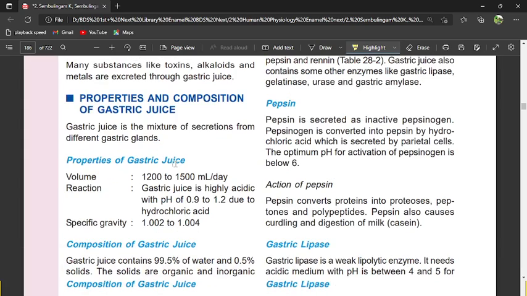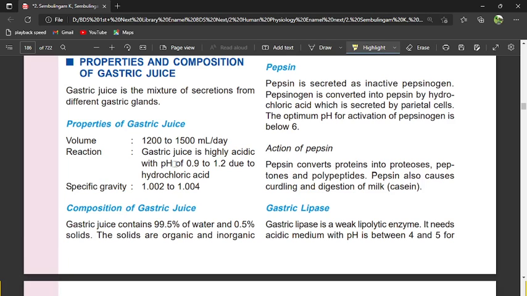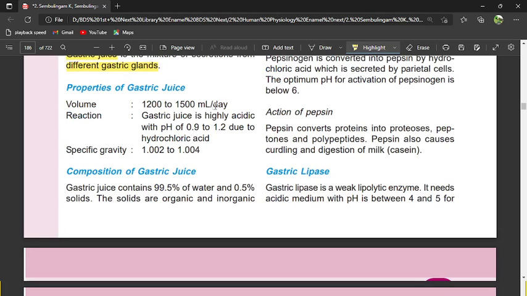What are the properties and composition of the gastric juices? So gastric juice is a mixture of the secretions from the different gastric glands. So first you see the volume, it is 1200 to 1500 ml per day. What is its reaction? The gastric juice is highly acidic, okay, and its pH is 0.9 to 1.2 due to the hydrochloric acid. The specific gravity is 1.002 to 1.004. Right? Yes.